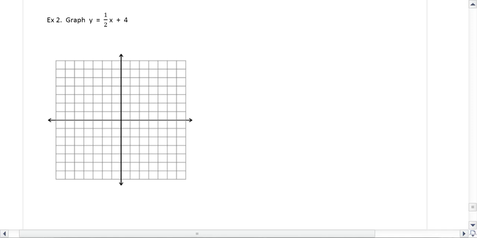Next thing we're going to do is graph the line using the slope-intercept form. You do not have to make a t-chart. You just need two pieces of information. You need to know that the slope is 1/2, and I'm just pulling this right out of here. It's the x coefficient. And the b, or the y-intercept, is this constant 4. This is all we need.